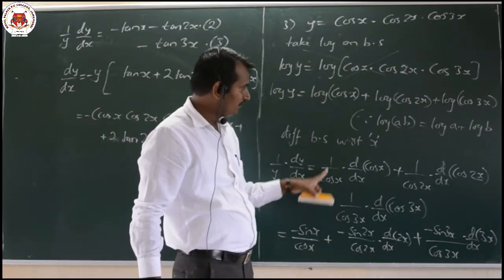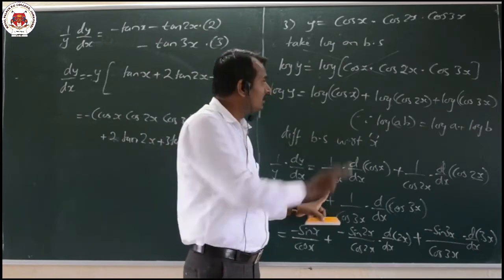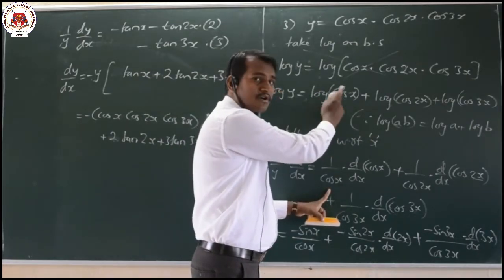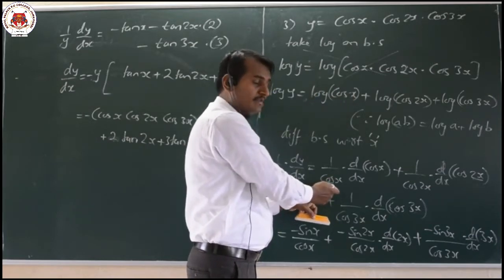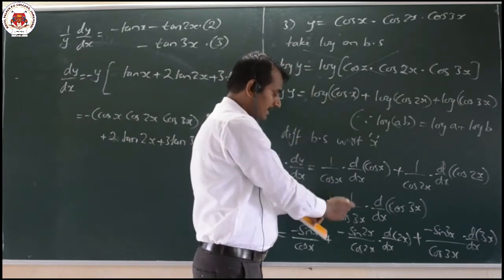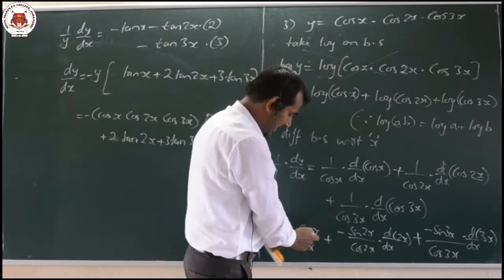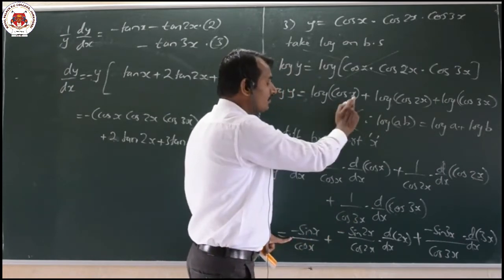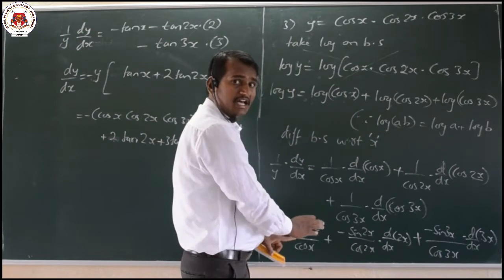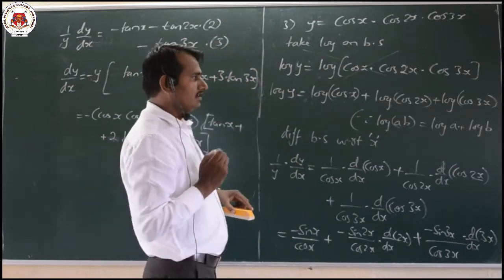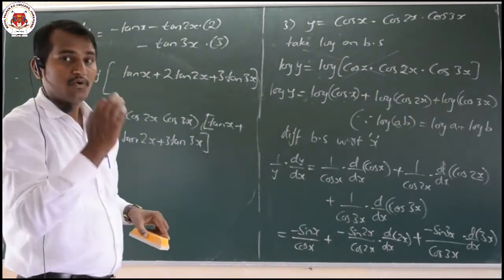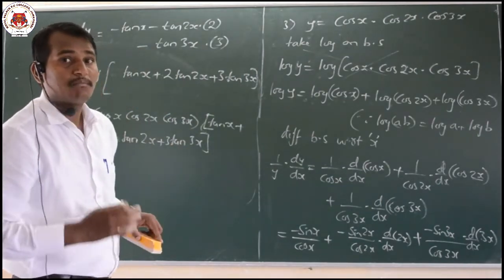How do I differentiate directly? You can differentiate here log of cos x, log gives 1 by x. Further differentiation of cos x is minus sin x, okay, minus sin x. Further differentiation of x becomes 1. We have to try to write directly like that, and you can write it directly only when you are well practiced, okay.